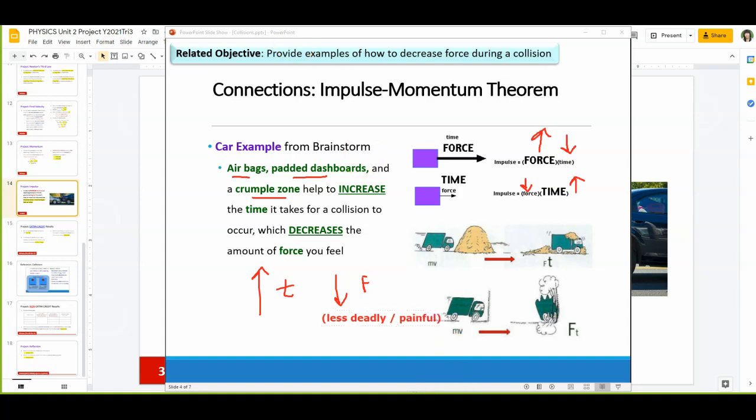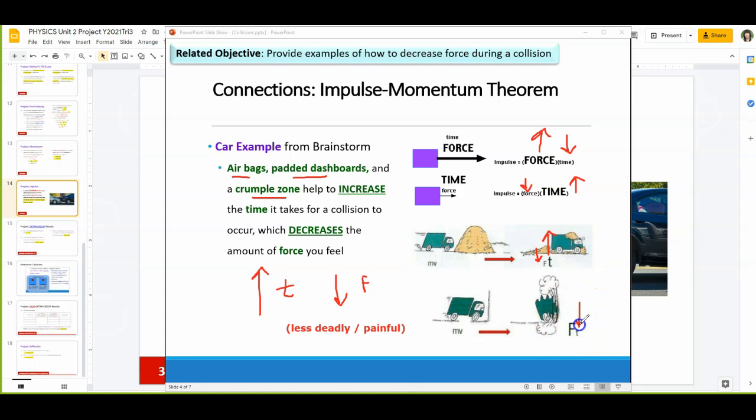Okay, so again, the example here that they gave in this picture is that if you were to be stopped by a pile of sand, it would take a long time for this truck to be slowed down by a pile of sand. So by increasing the time it takes for the truck to slow down, we actually decrease the force that the driver feels. On the other hand, if the driver were to have the same exact change in impulse, the same change in motion, but this time run into a wall, it takes a short amount of time to stop the truck.